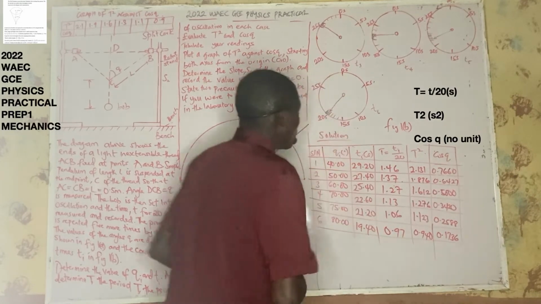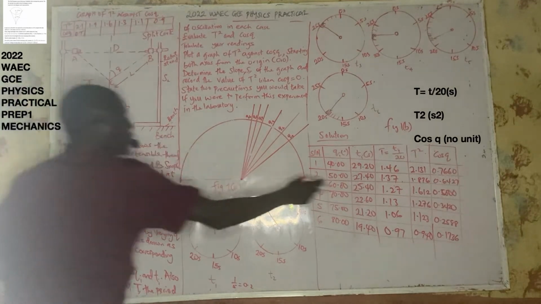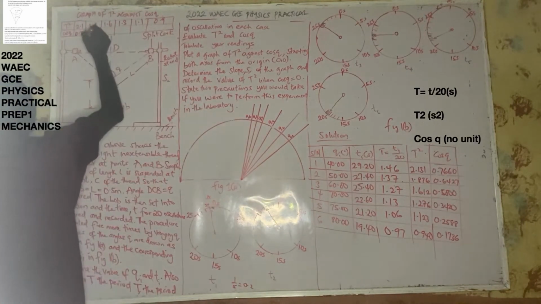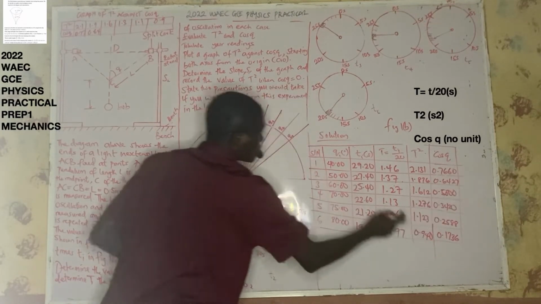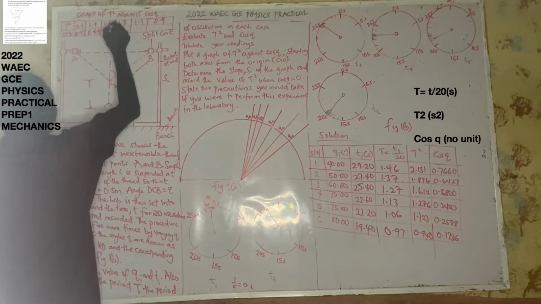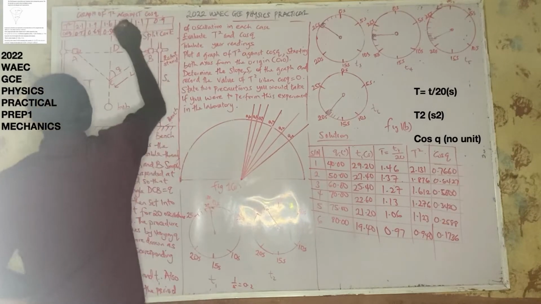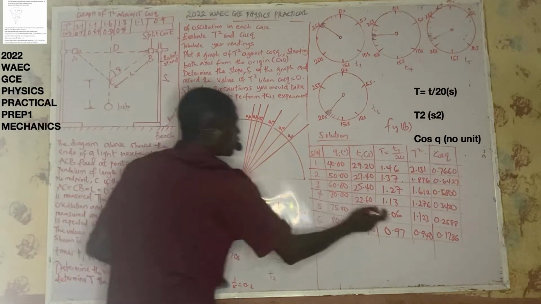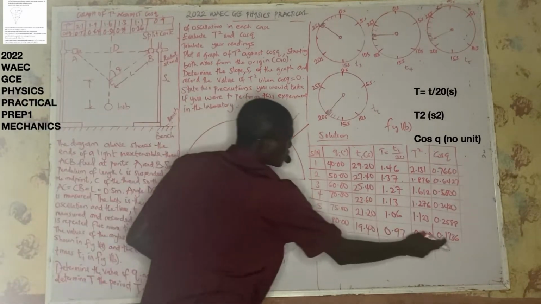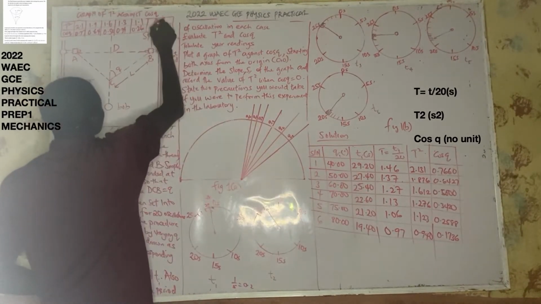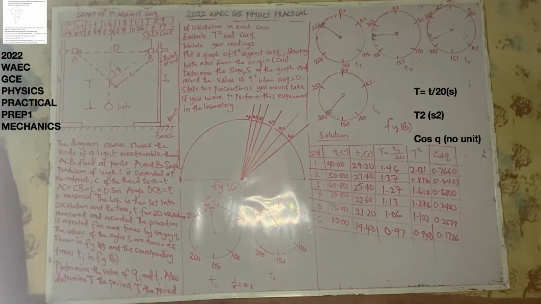So I want 2 decimal places now. So this one will be 0.77. This one will be 0.64. This one will be 0.50, because there is nothing here. This one will be 0.34. This one will be 0.26, and this one will be 0.17. So that's that about that.